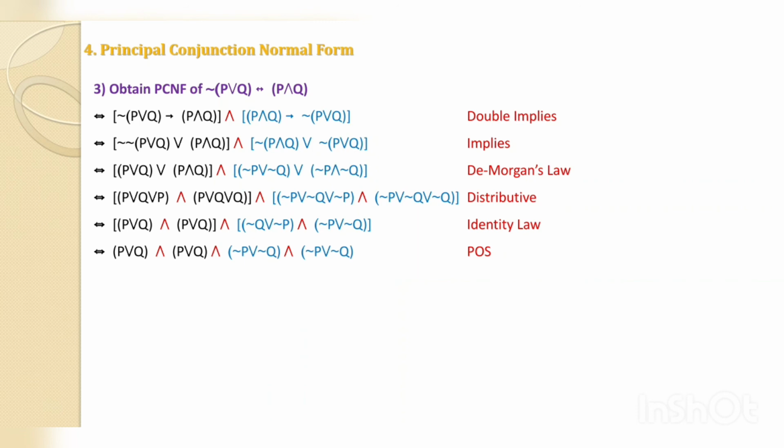As per the fifth rule, remove the identical terms, that is the first and second, and the third and fourth. These are repeated: that is P or Q, and the second is also P or Q. Third is not P or not Q, and fourth is also not P or not Q. Therefore, finally it is (P or Q) and (not P or not Q). Now it is the final product of sum canonical form, that is the principal conjunction normal form.